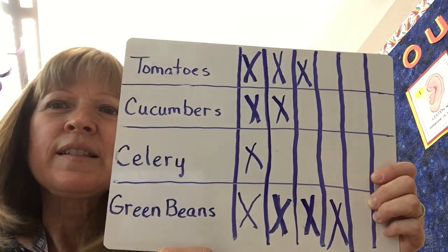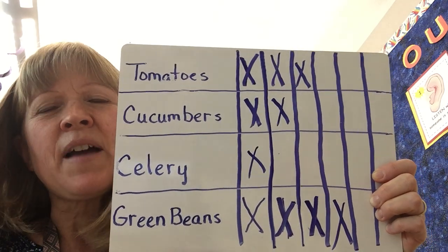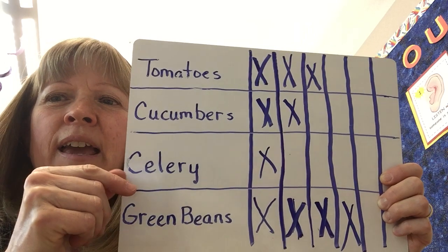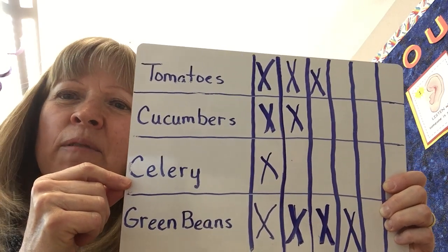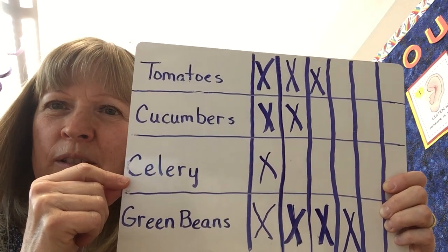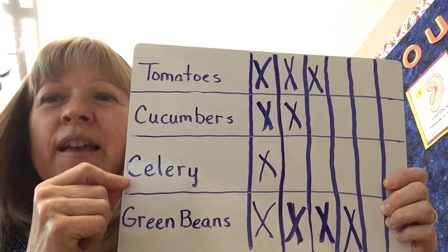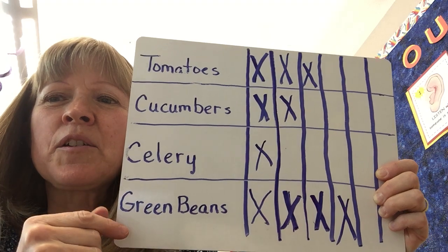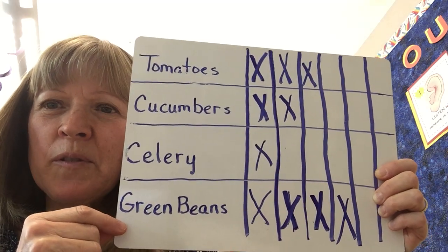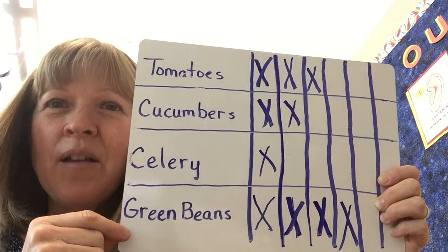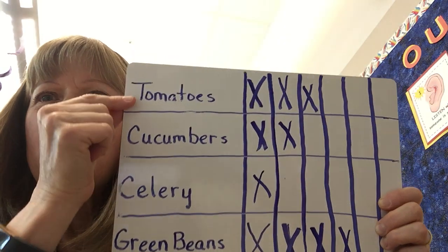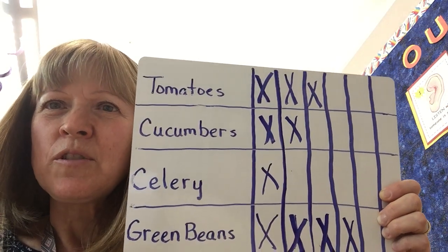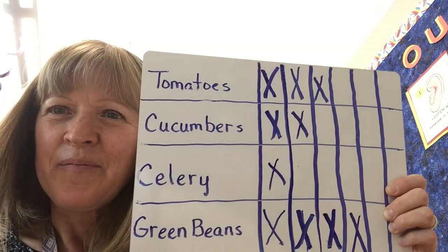Now, on your math paper, if you're going to write something you know about a graph, you just write a sentence like, if I was going to write about celery, I would say, celery only got 1 vote. And I'd start with a capital letter and end with a period. Or I could say, green beans got the most votes, period. Or I could say, 3 children chose tomatoes, period. Do you understand how to do that?